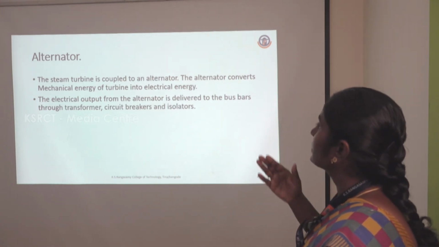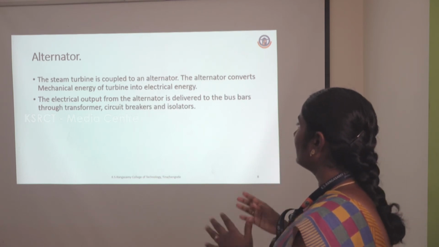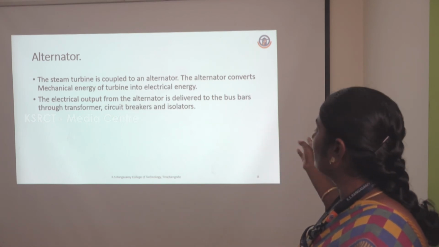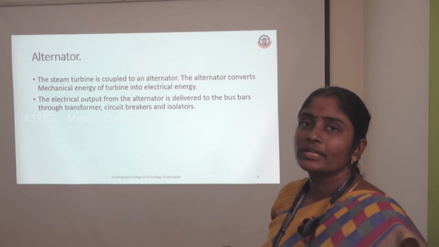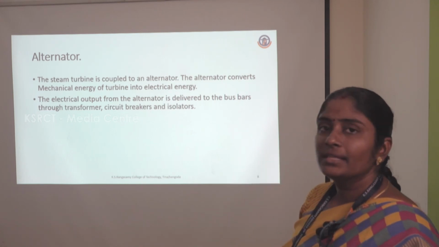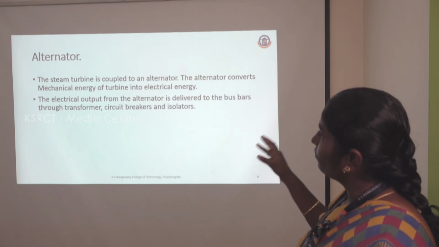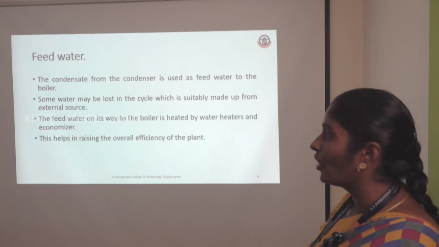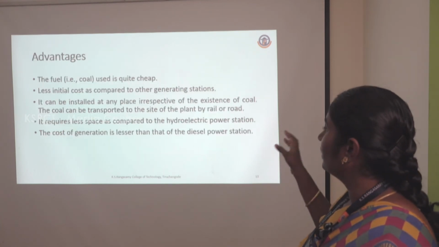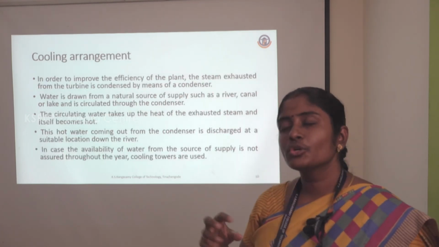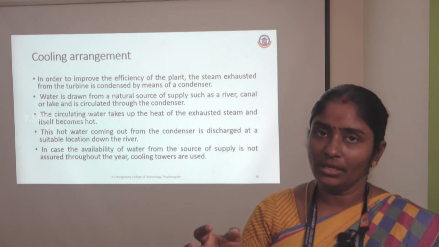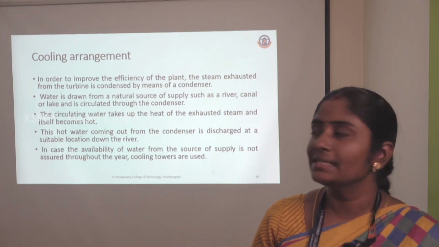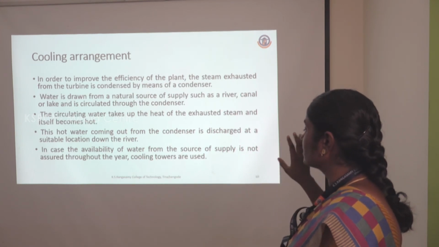The steam turbine is coupled with the alternator. The electrical energy is received and delivered to the bus bars through various components like the transformers, circuit breakers and the isolators. The feed water pump helps to increase the pressure of the water before entering the boiler. Then the cooling tower helps to cool the water before it enters the feed water pump. This feed water pump again heats it. The cooling arrangement helps for this purpose.